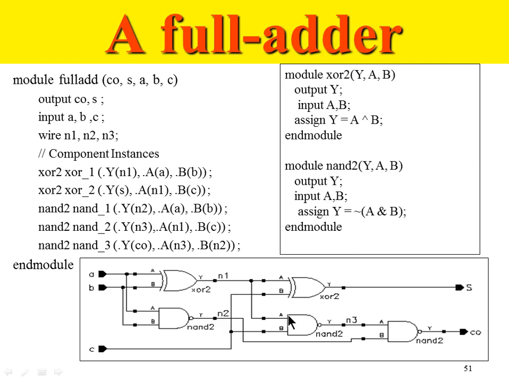Dot A is connected to N1 here. Dot B is connected to the C input here. So this is the second NAND gate.